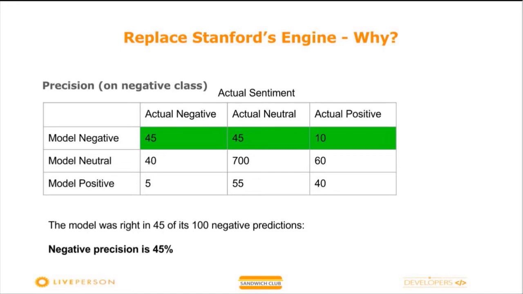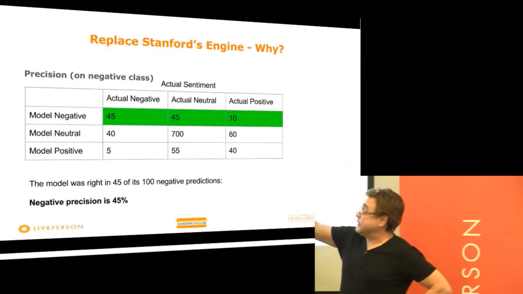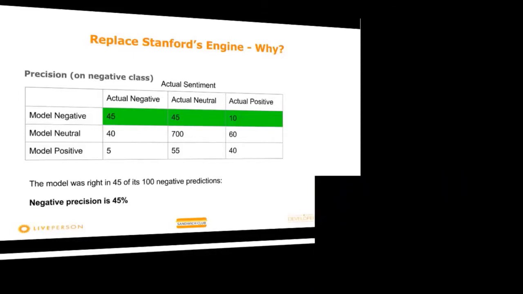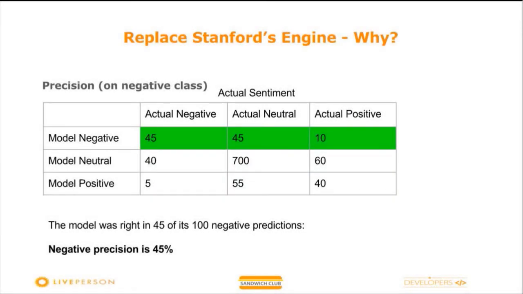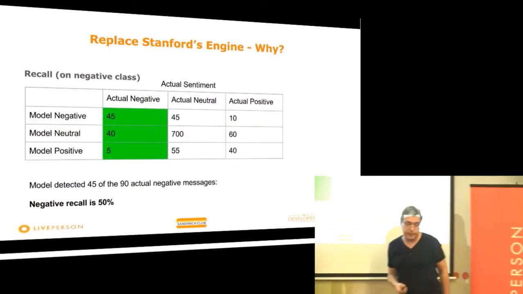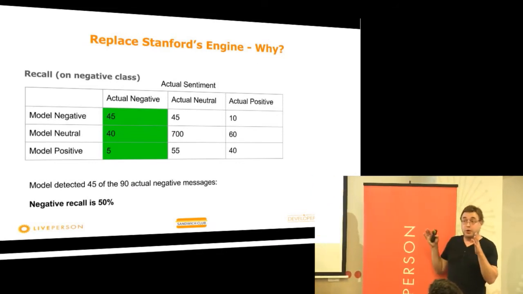The first is precision, and I'll explain what precision means on the negative class. Our model detects 100 sentences as negative. Of those, 45 are correct. This is the definition of precision: the rate of correct predictions. So we have 45% negative precision. Recall measures the coverage of the prediction. If we have overall 90 negative sentences, and the model is correct in 45 cases, in half of them, we have a recall of 50%.